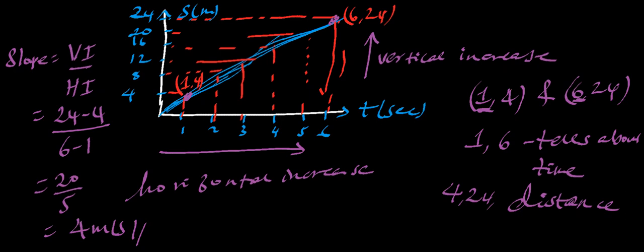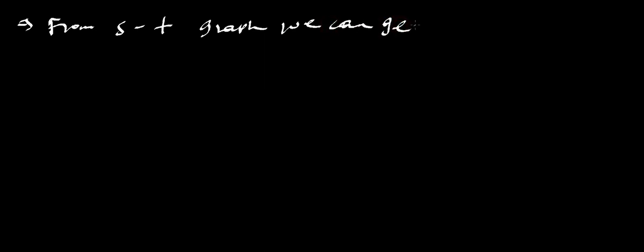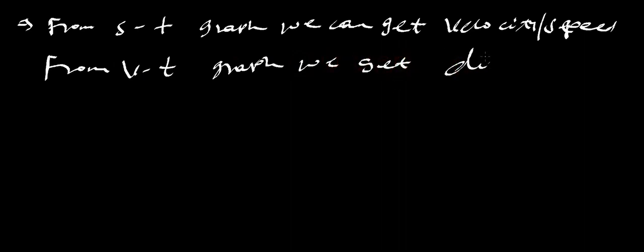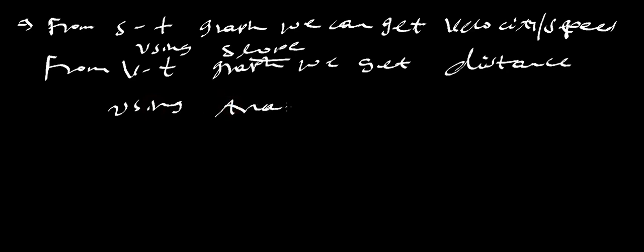Now, in general, from a distance time graph we can calculate velocity or speed. From a velocity or speed time graph we can get distance. In the first case, we use the slope, the equation of slope. In this case, we use area. Therefore, the area under the velocity time graph is distance.